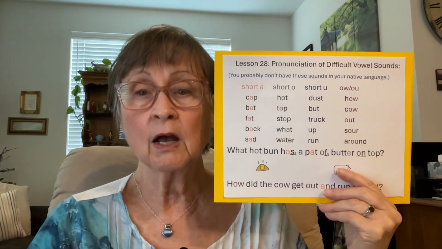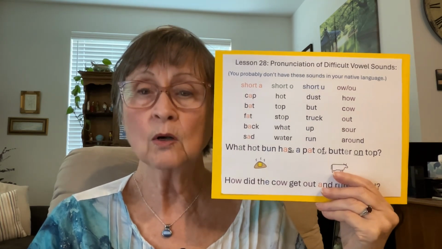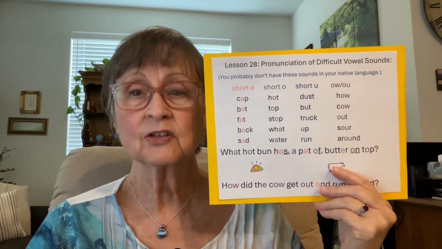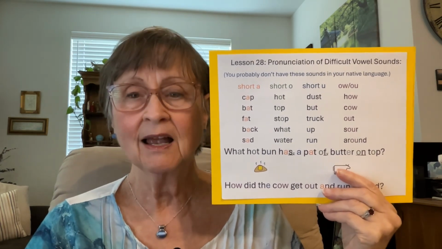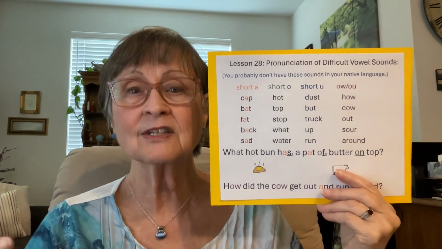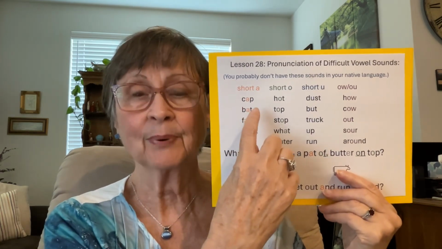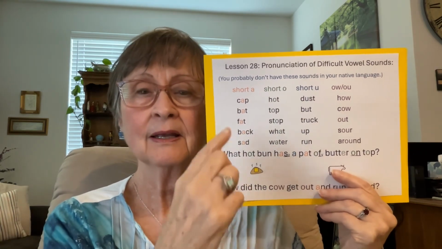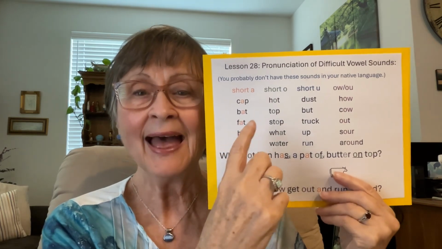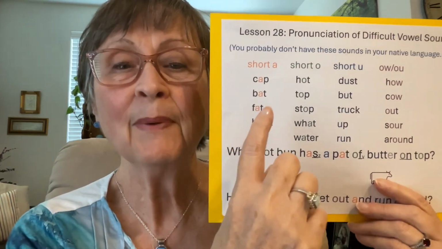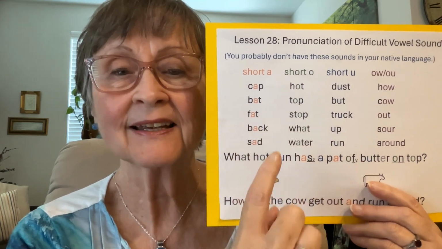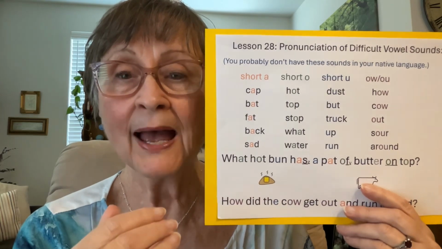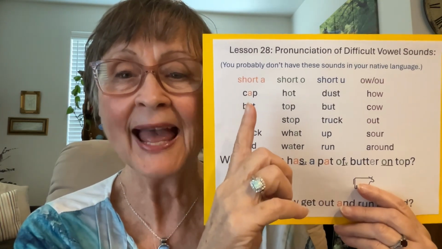Short A is the one I call the ugly A. And one way to get that sound is to think about what a sheep says, or the sound that a sheep makes. Bah, bah, that's the sound. It's cap, only you don't have to vibrate. Cap, and I go cap, cap. Bat, let me get it closer. Bat, fat, back, sad. Now think of a sheep going bah. So that's the sound you're making.